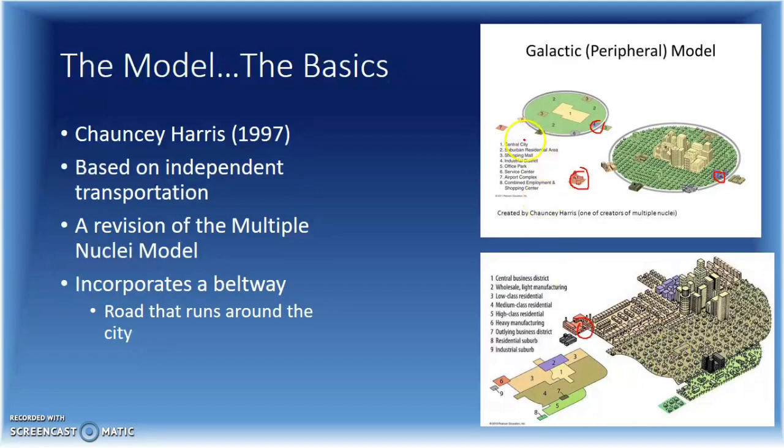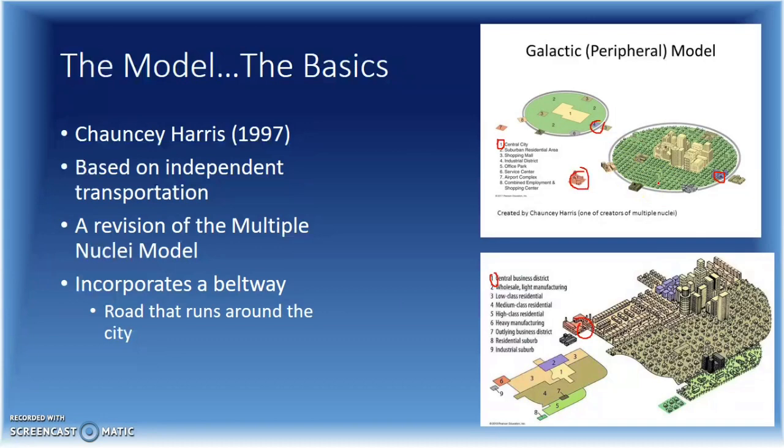The other thing we'll notice is that in the multiple nuclei model, it is called the central business district. Notice here it is just simply called the central city. And so if you think of this model as what's happening inside the city, so this is the city as a whole, this is kind of the urban region here for the peripheral model.